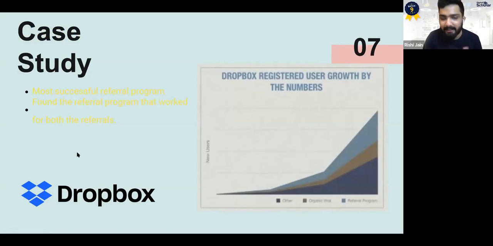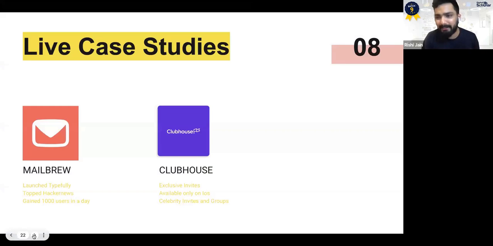Next is Dropbox. I think we have already seen this. Now you must be thinking these are all case studies of old times. Why don't we talk about the new case studies? Okay. Now let's talk about Clubhouse. They did the biggest hack of recent times. Do you guys know what they did?